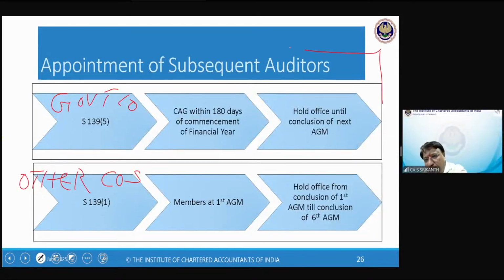If you apply Boolean, this is a set of companies. This is government company. This is others. This word "others" is a very, very powerful word. Later on, in some other section, in some other topic, you'll find it. Otherwise, that word "otherwise" is very powerful.